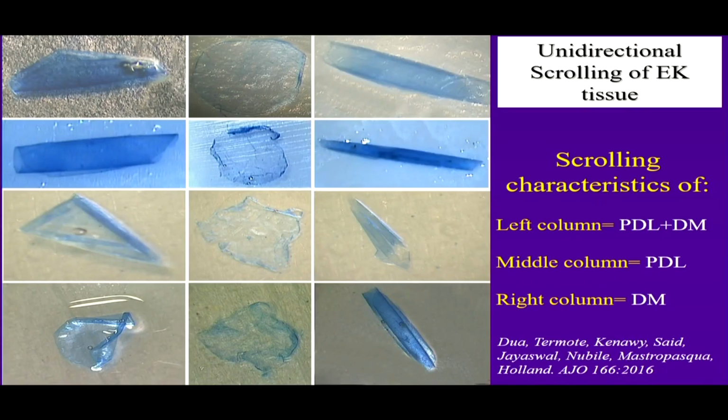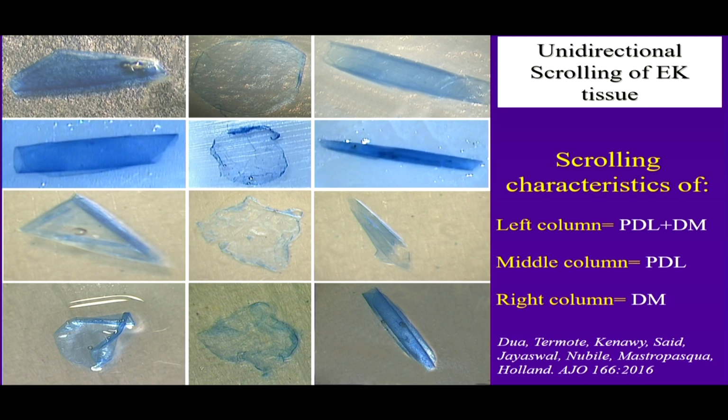So if you look at this montage here, this is PDEK tissue, 4 different samples. And from this tissue, if you very carefully peel away the Descemet's from the pre-Descemet's layer and you lay them side by side, the pre-Descemet's layer scrolls less, but the Descemet's membrane scrolls much more, and this one is in between the two, as you see in all.